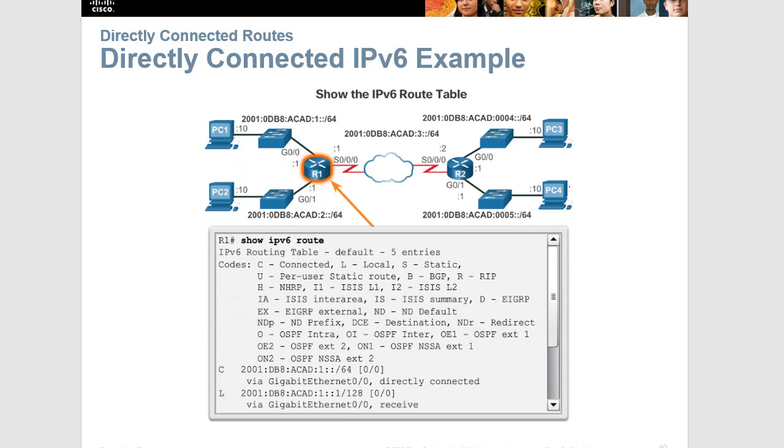In IPv6, your directly connected routes again are going to have a C and an L. Same concept. C is the network, L is the actual address of your link on that network. You could see a unicast address or a link local address here. If you have a FE80, you're going to have a link local address there.